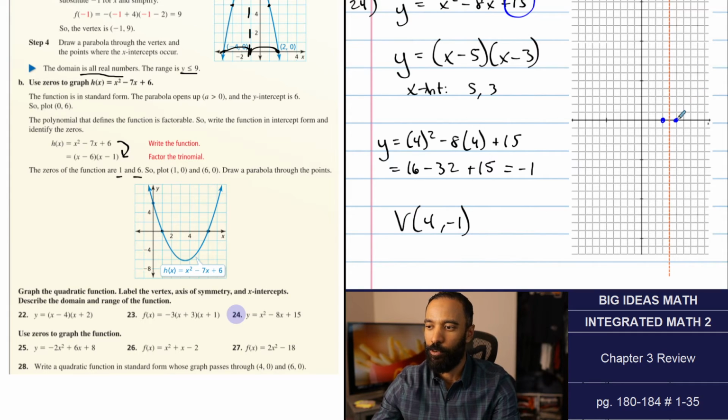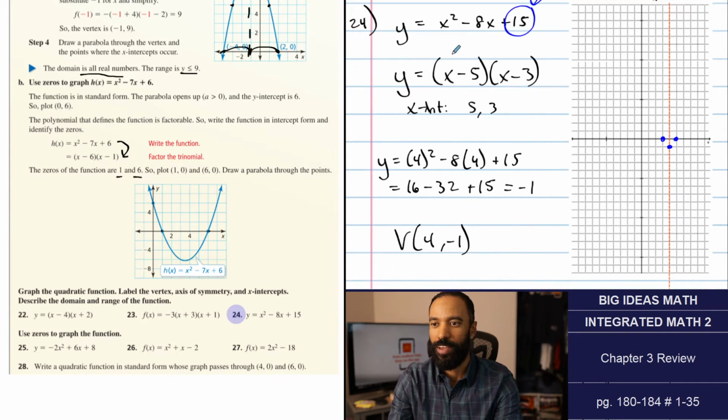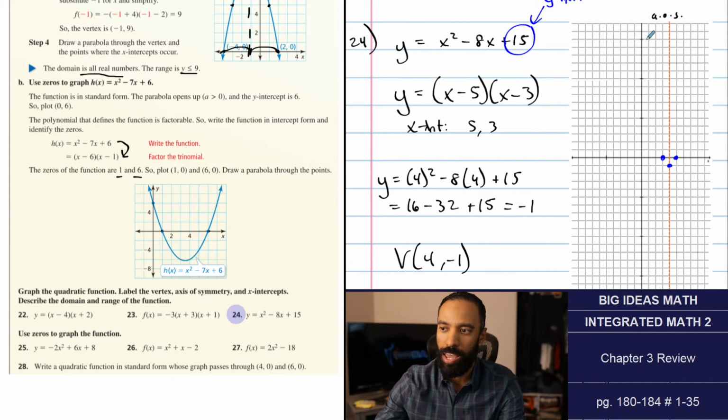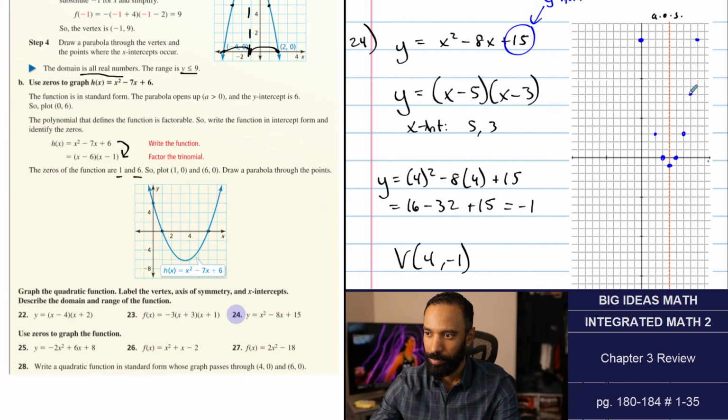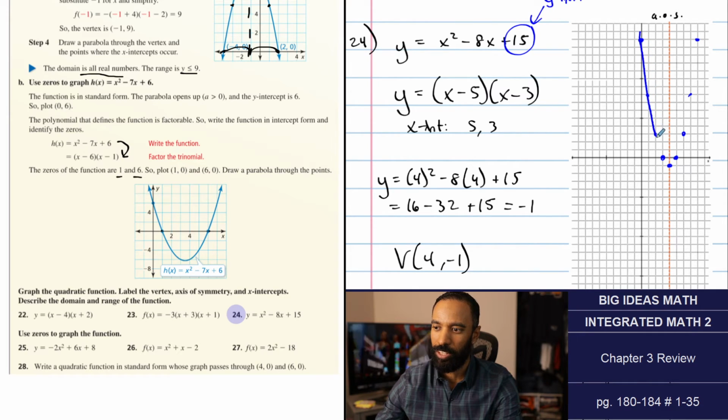So with a vertex at 4, negative 1, stretch factor of positive 1, and by the way, a y-intercept of 15, therefore a reflected point, 1, 2, 3, 4 away. This should all make sense. 1, 1, 2, 4. 3, 9, and there's our 4, 16 on those ones. So there's the graph. Let's get the labels.